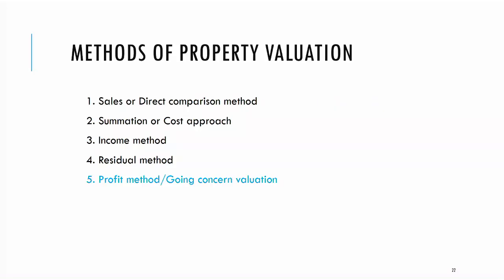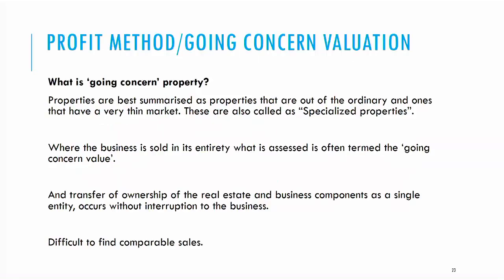Right. Now we move to the other valuation method. The last one, profit method, or we call it going concern valuation. Okay. We did income method in detail, including tax and risk, gearing and everything. And then we just finished the residual analysis, and now we move to the last one, profit method or going concern method. What is going concern property?